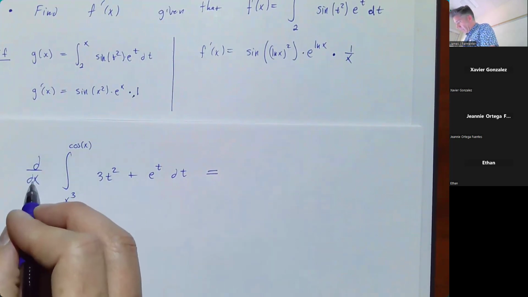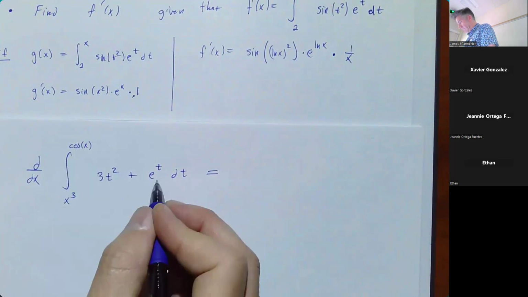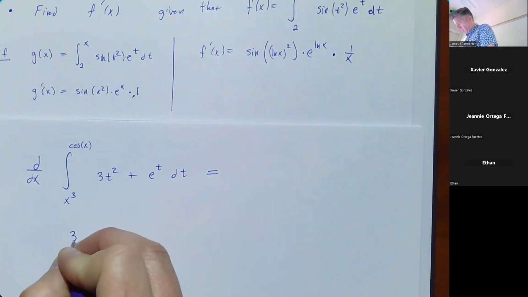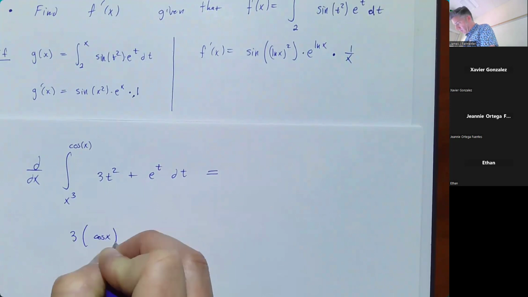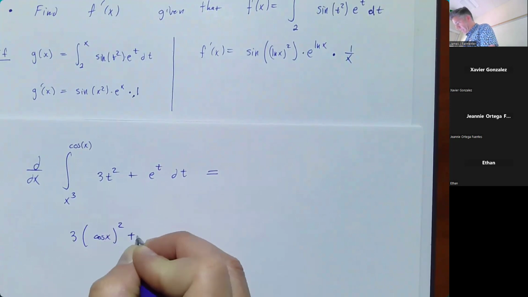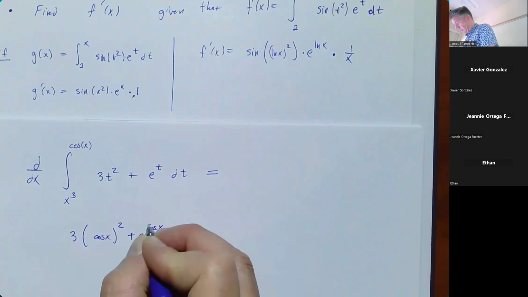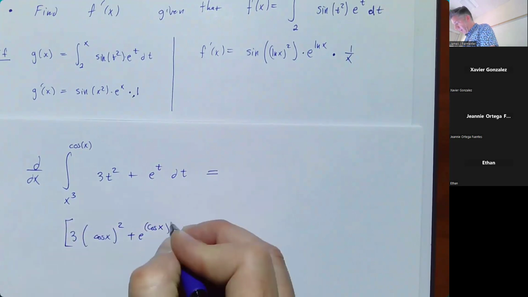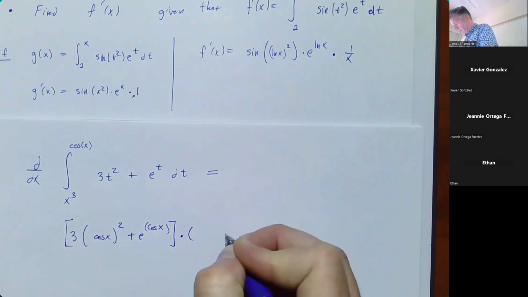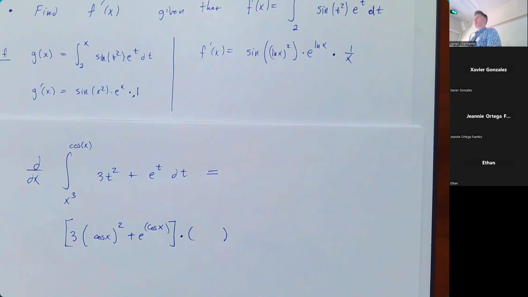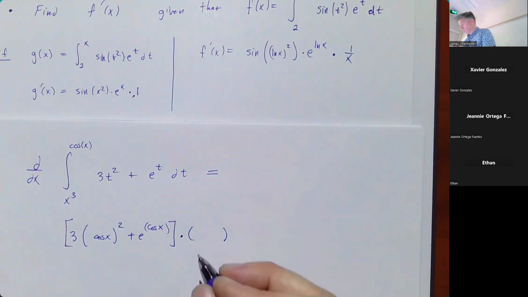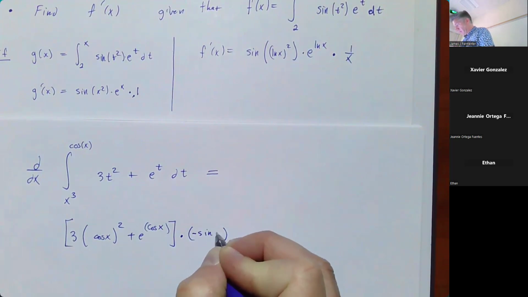So I'm going to plug in cosine of x for each t, and I'm going to get 3 times cosine of x squared plus e to the cosine of x. And then I'm going to multiply all of that by what? What's going to go right there? Almost, yeah, but it's a negative sign because it's the derivative of cosine, which is negative sine of x.